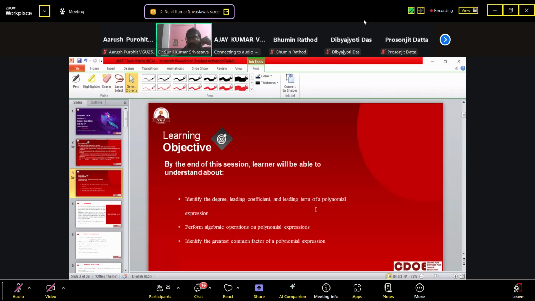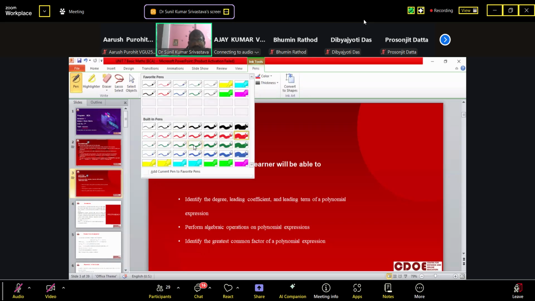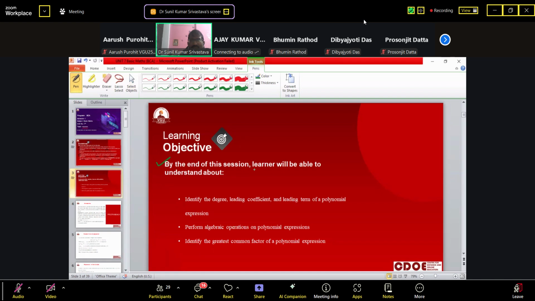Before starting the session, we first have to know the learning objective of this session. By the end of the session, you will be able to understand: first, identify the degree, leading coefficients, and leading terms of a polynomial expression. In a polynomial expression, we identify the degree, the coefficients, and the leading terms. Next, we have to perform algebraic operations on polynomial expressions. And finally, identify the greatest common factor for polynomial expressions. So these are the learning objectives of the session.